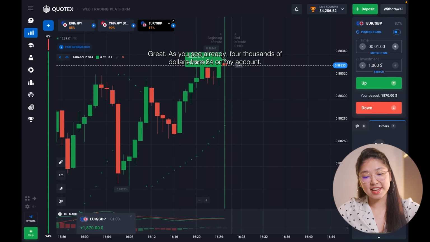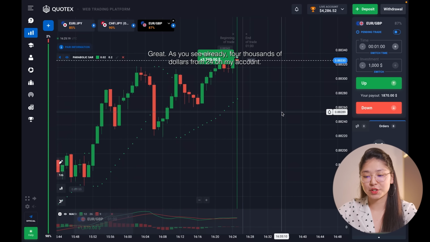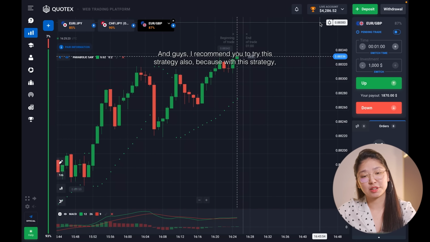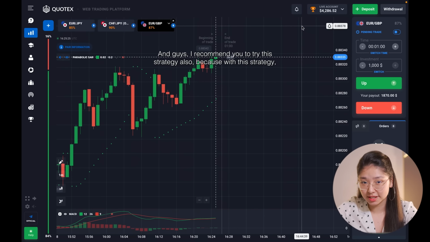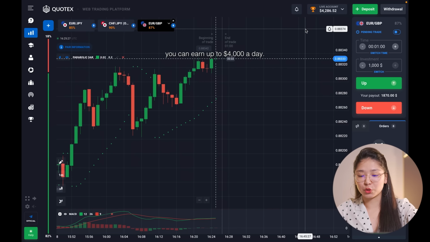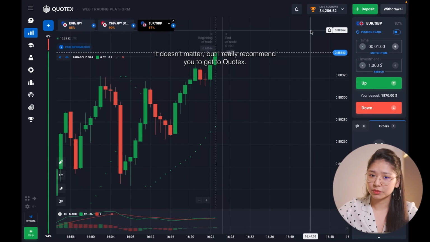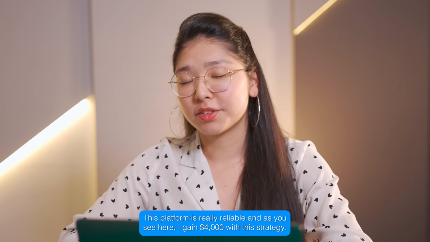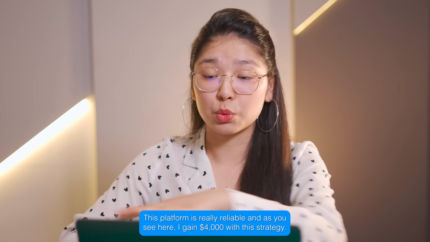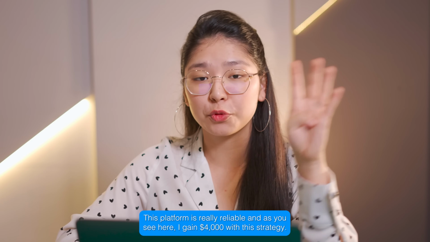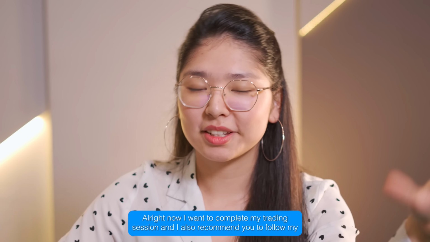So great guys, as you already see, $4,000 from 24 on my account. I really like this strategy and I really recommend to try this, because from this I earned $4,000, and it doesn't matter whether you trade on Quotex, on Forex or other platforms, but I really recommend to get to Quotex, because Quotex is a really reliable platform, and I earned from this strategy $4,000. So I want to complete my trading session.